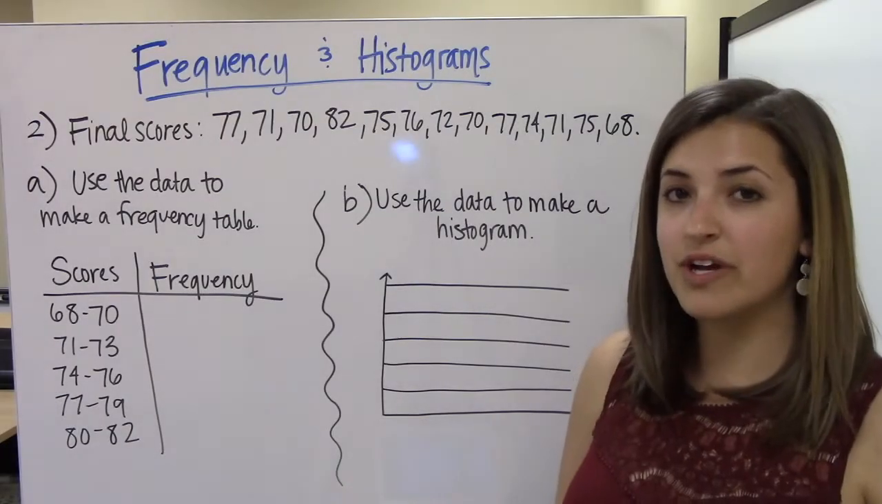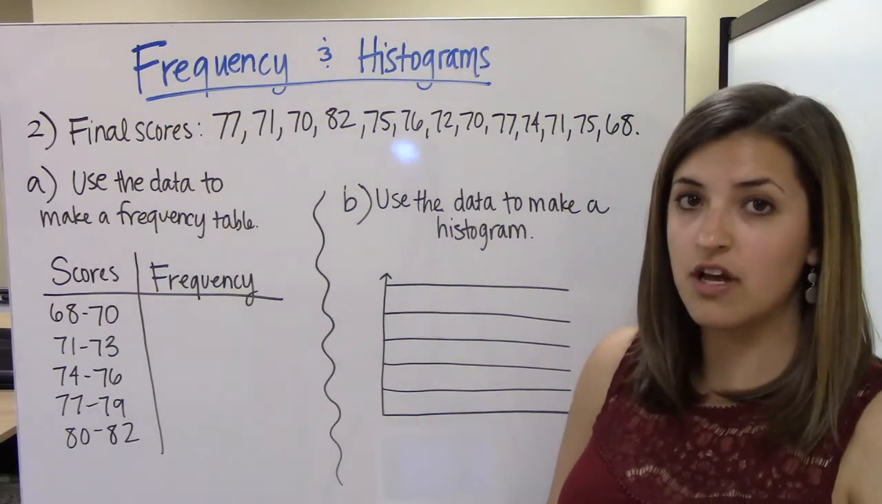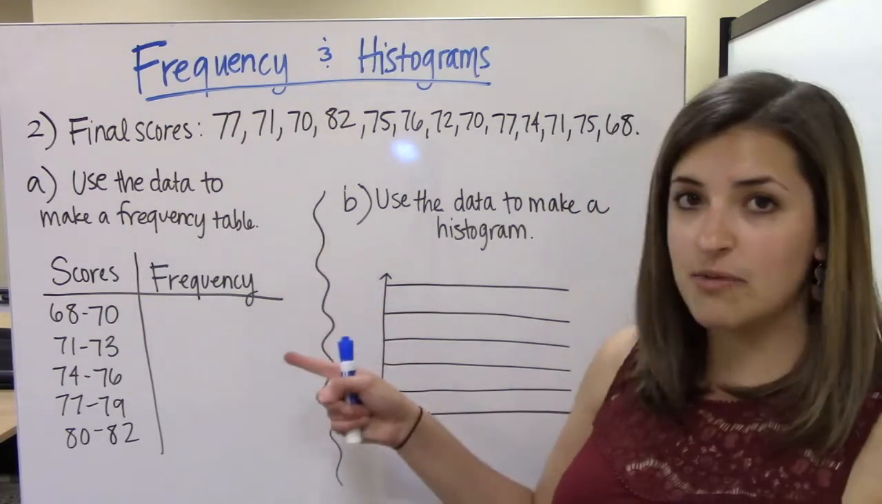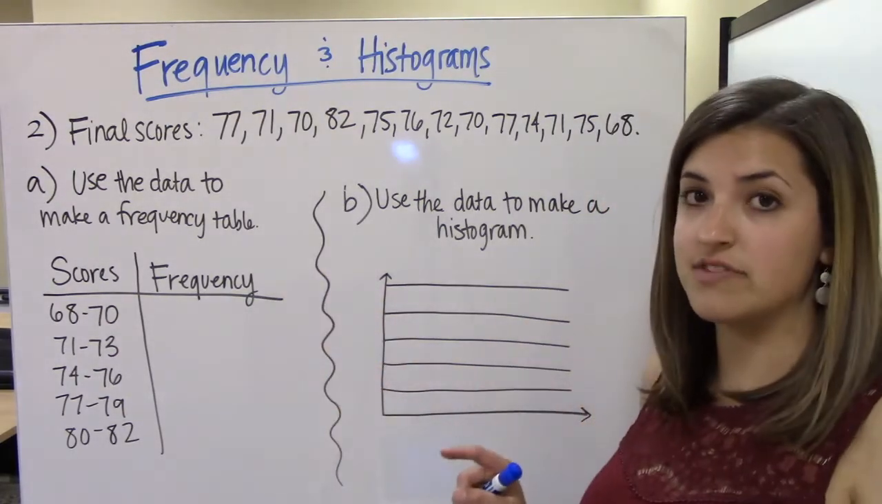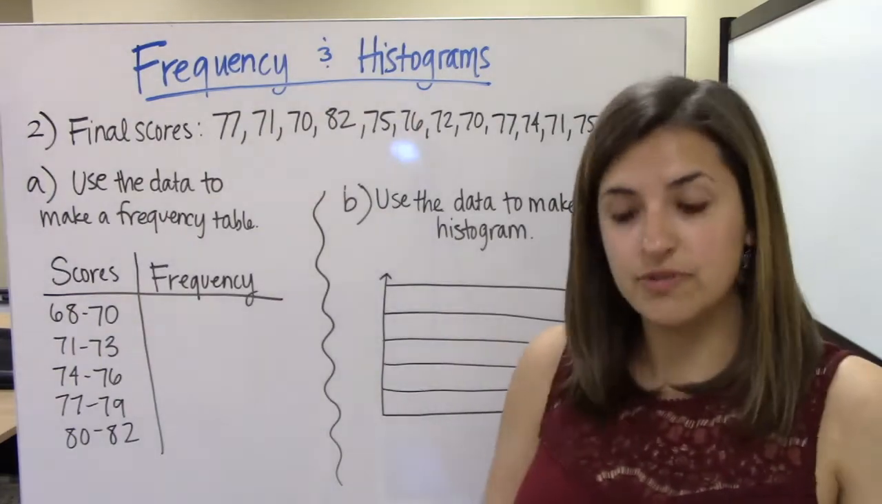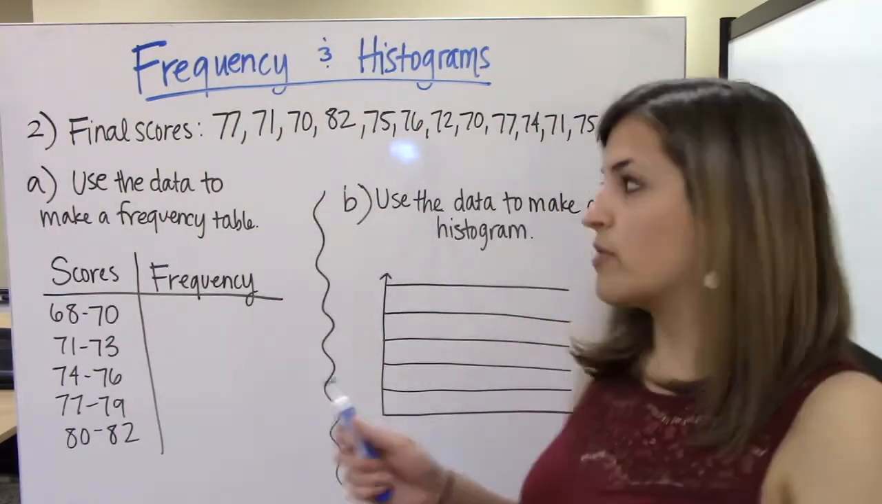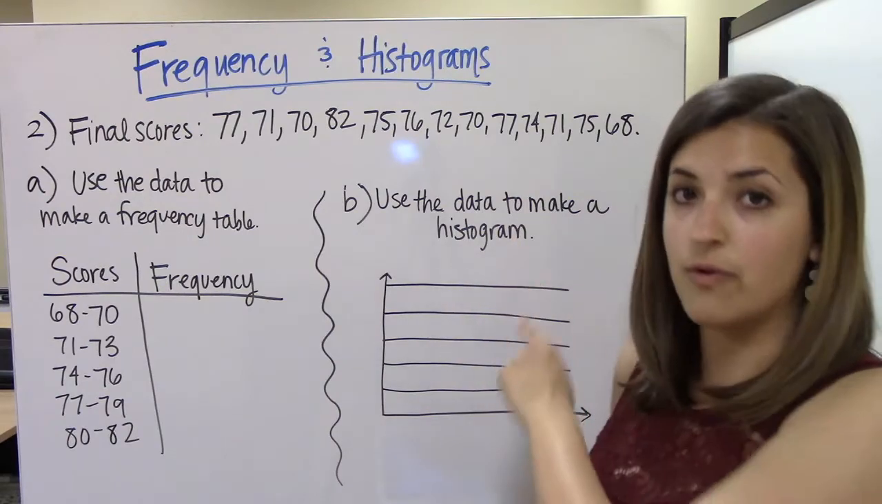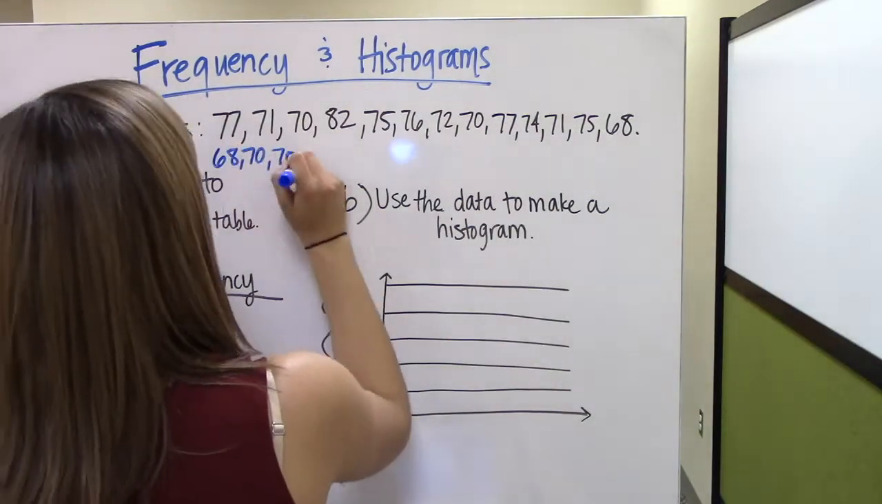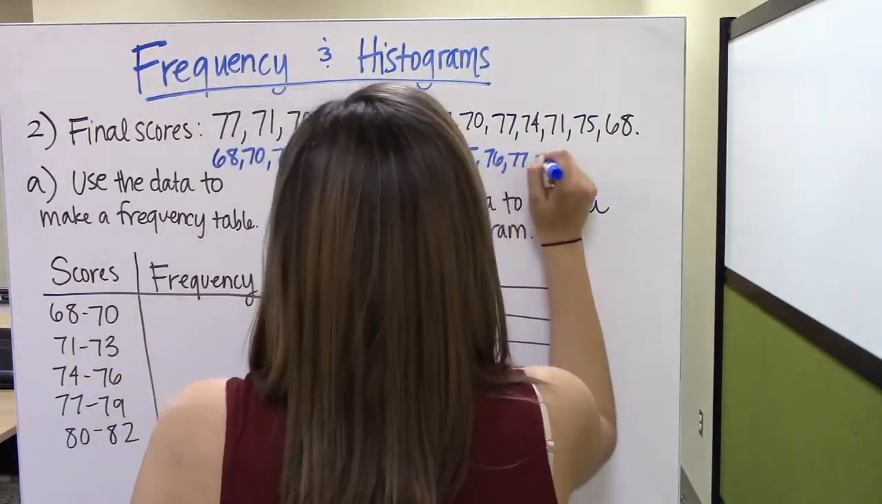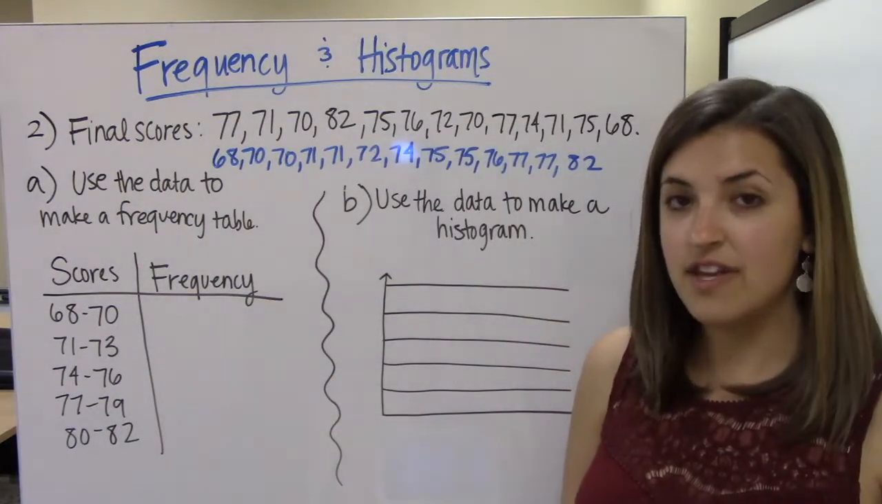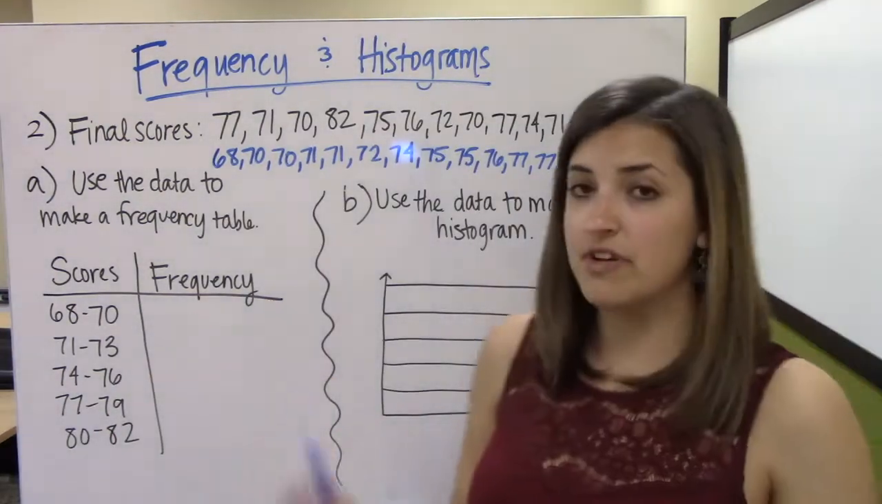In number 2, we're given the final scores from a golf tournament. We're asked to make a frequency table out of this data and a histogram out of this data. So the first thing, before we do either of these, that I want you to do is organize these numbers in numerical order. All right, now that I have that done, we can create our frequency table.